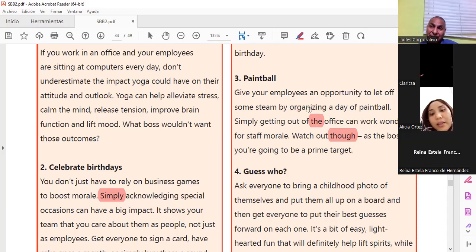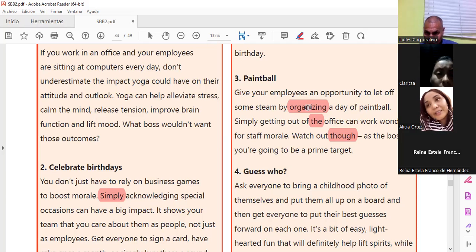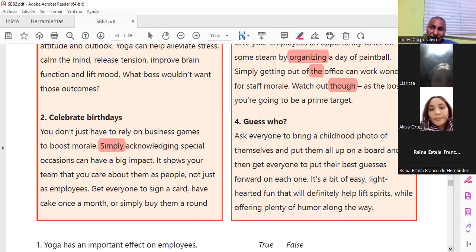Okay. Okay. Go ahead. Again? Yeah. Mm-hmm. Please. Okay. Give your employees an opportunity to let off some steam by organizing a day of paintball. Mm-hmm. Simply getting out of the office can work wonders for staff morale. Watch out though, as the boss, you're going to be a prime target. Yes, as the boss, you're going to be a prime target. Yes, very good, excellent. Now, ¿quién le tocó?